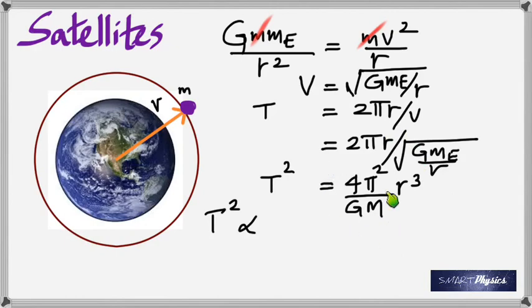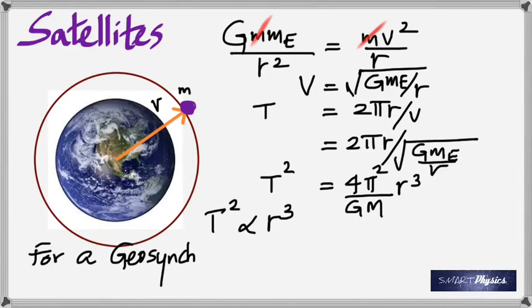Do you see that this is a constant? All these are constants. So I'm going to say the square of the time period is proportional to the cube of the radius. And that is actually Kepler's third law. The square of the time period is proportional to the cube of the radius. We'll come back to that, don't worry.